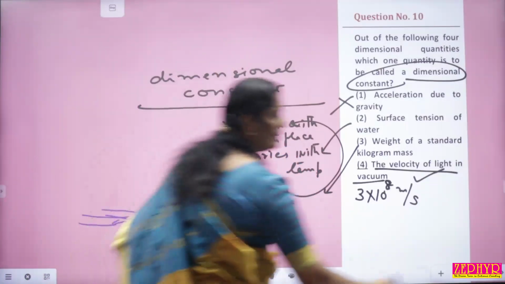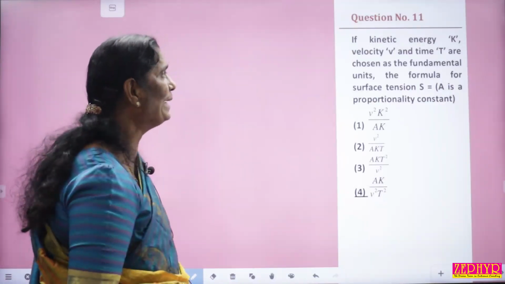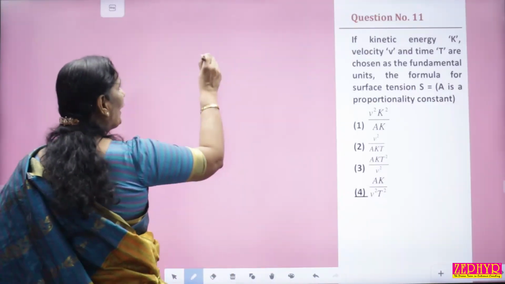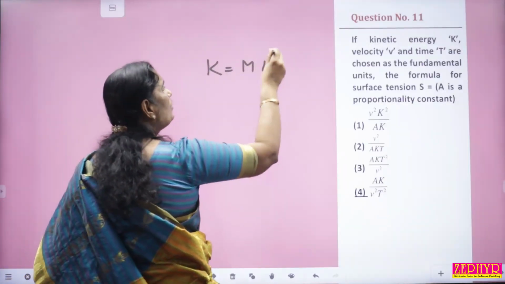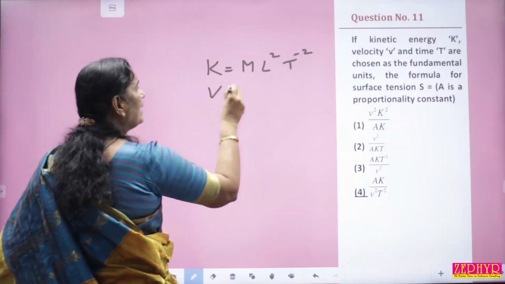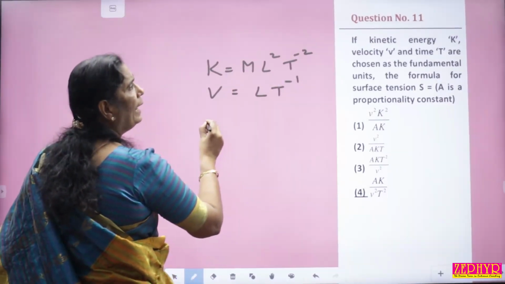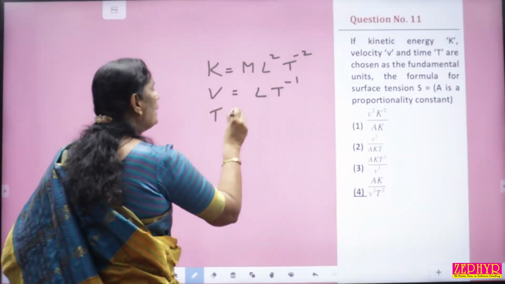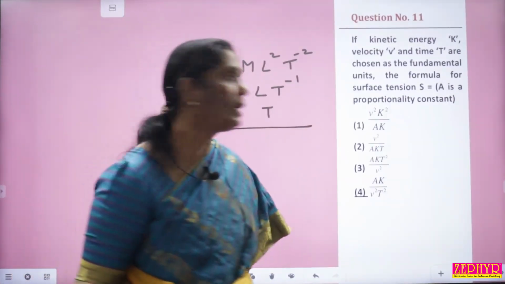Okay, yes. Next, again we started doing a work. Kinetic energy K. Kinetic energy K has the dimensional formula M L squared T raised to minus 2, and next velocity is L T raised to minus 1. Time T. And these are all the physical quantities.